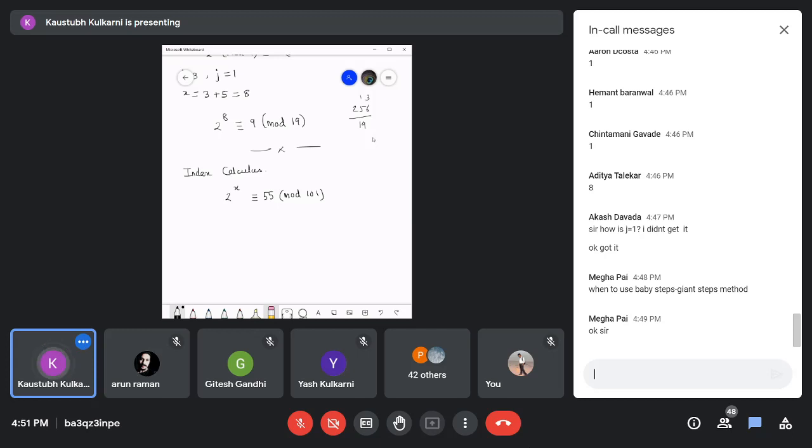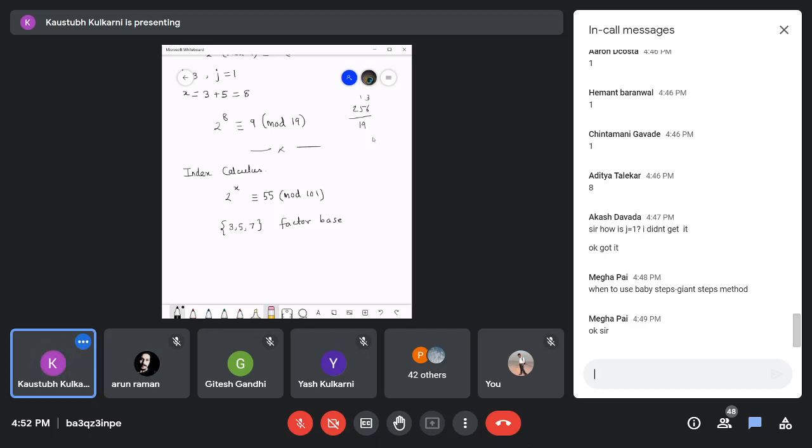So what we have to do as the next step is choose a small set of primes. Let's say we take three prime numbers, 3, 5, and 7. Take any three prime numbers, 3, 5, and 7. This set is called a factor base.